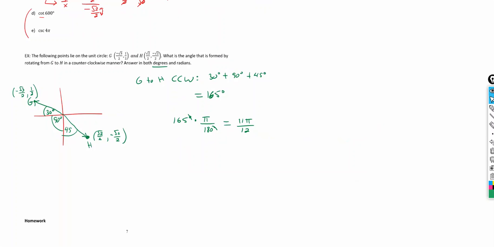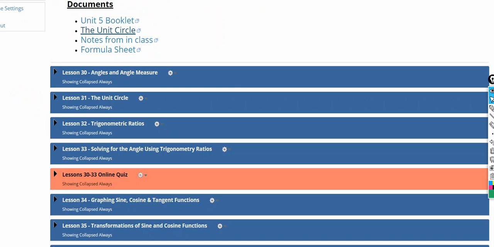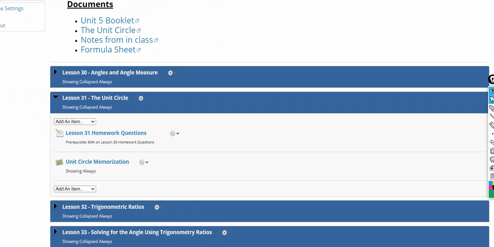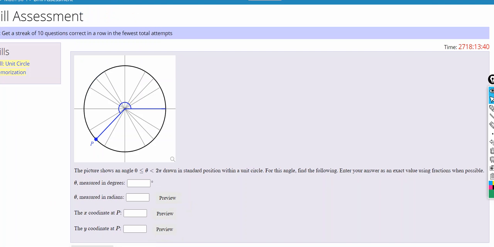One thing I just want to show you guys is on the website, you will see under the unit circle that I've put a unit circle memorization. If you go into that, it's like a drill activity, and you can just try to get as many correct in a row as you can. This one will show you an angle. You've got to tell me what the angle in degrees is, what that angle in radians is, the x coordinate and the y coordinate. And then it'll just change and go through all the different ones, and you can quiz yourself to make sure you actually have that memorized. I think this is a good idea, to go through and just make sure you have this memorized.